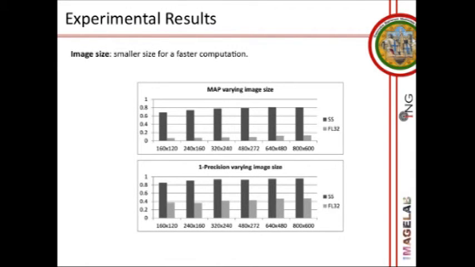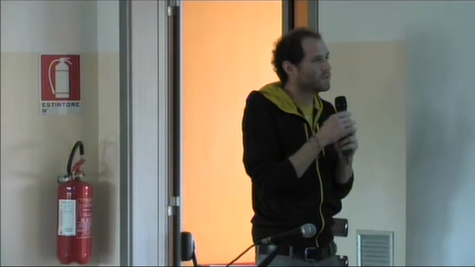We saw that computing the descriptor on a small image size, such as this one, doesn't impact the accuracy. So basically, we can compute it on a smaller image size for a major speed up. And also, we saw that increasing the number of examples will improve the performance.